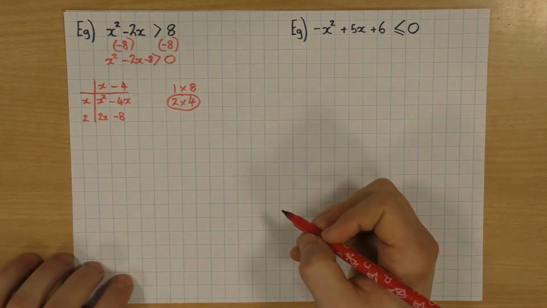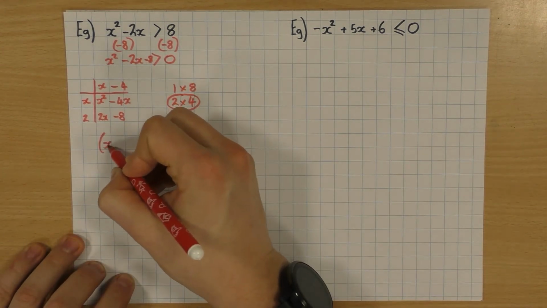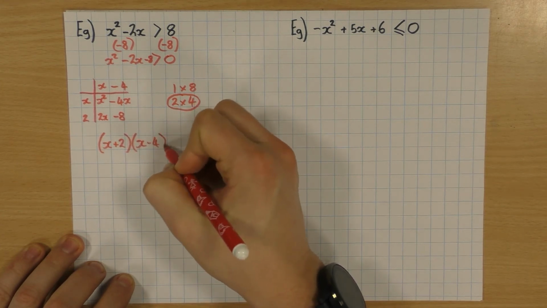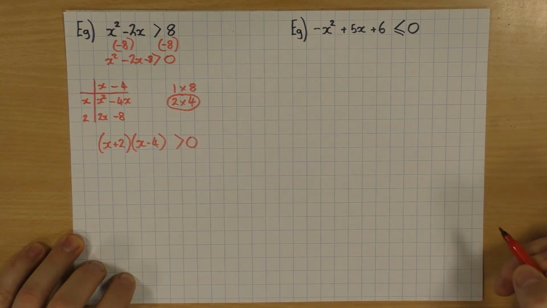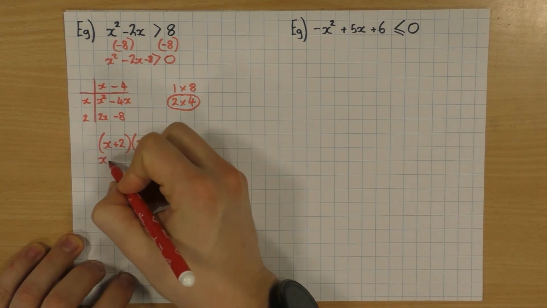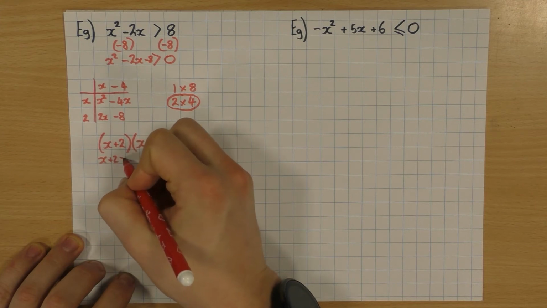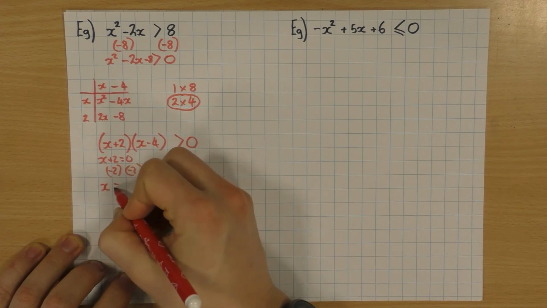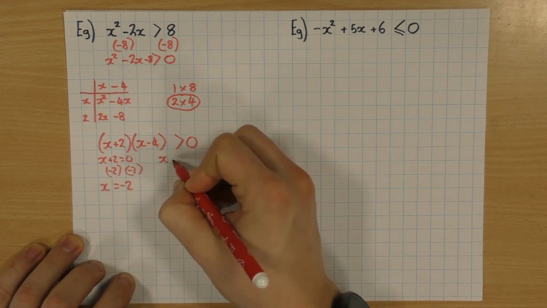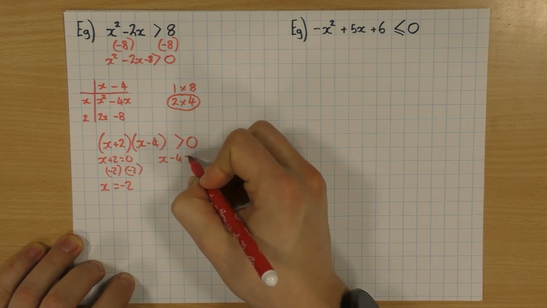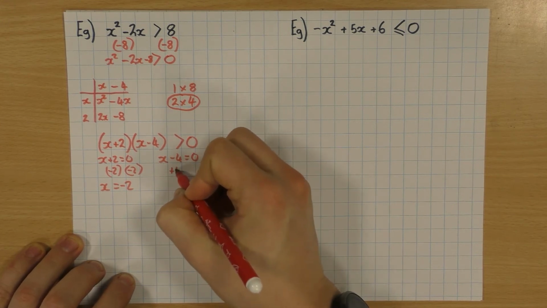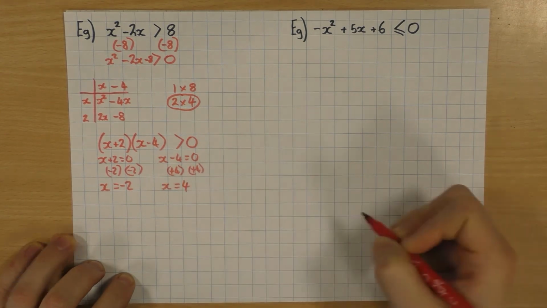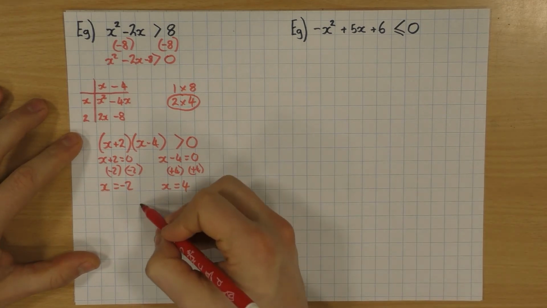And again, I need to add it back up there as well. So I have my x plus 2, x minus 4 is greater than 0. And I'm going to find my solutions by setting these equal to 0, minus 2 both sides. And my solutions here, add 4 both sides, like so. Excellent. Now comes my little sketch.